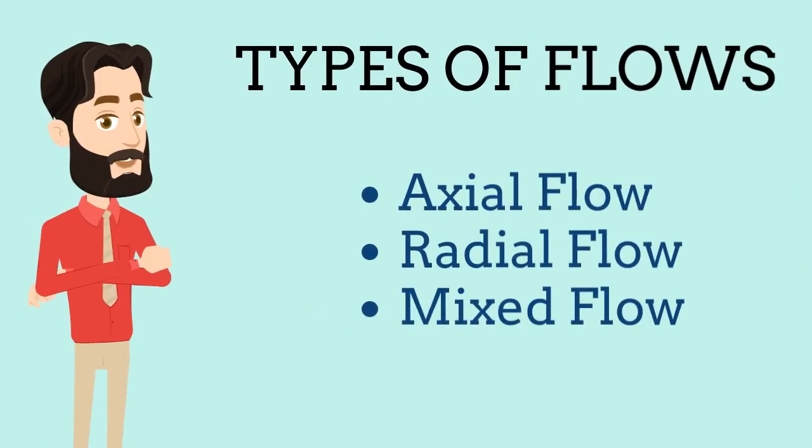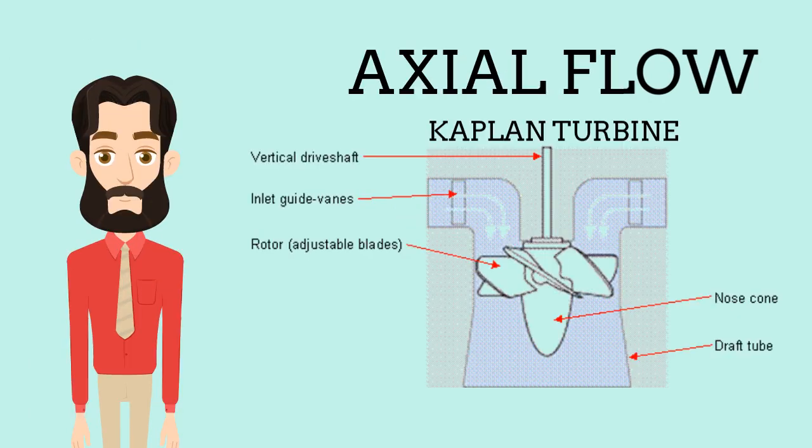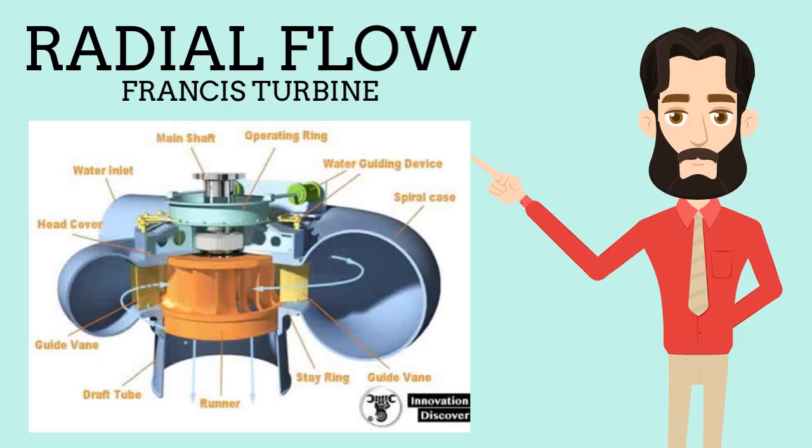There are different types of flow that can take place in a turbine, such as axial flow, radial flow, and mixed flow. For the axial flow, the fluid flows through the turbine parallel to the axis of rotation, for example, the Kaplan turbine, as you can see in this picture. Another type is the radial flow, where the turbine discharges the fluid perpendicular to the axis of rotation.